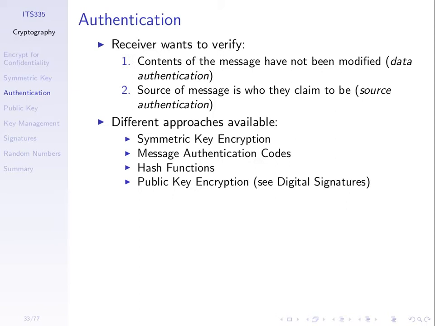The problem with using symmetric key encryption is that although it works, it can be expensive in terms of computation in some cases. Sometimes we don't need to encrypt the entire message. Sometimes we just want to authenticate and not provide confidentiality. So there are other techniques which just provide authentication but don't provide confidentiality. There are different approaches: message authentication codes are one and hash functions another.